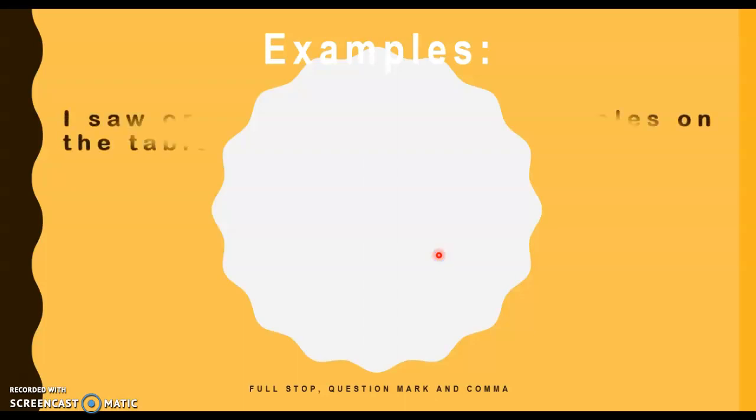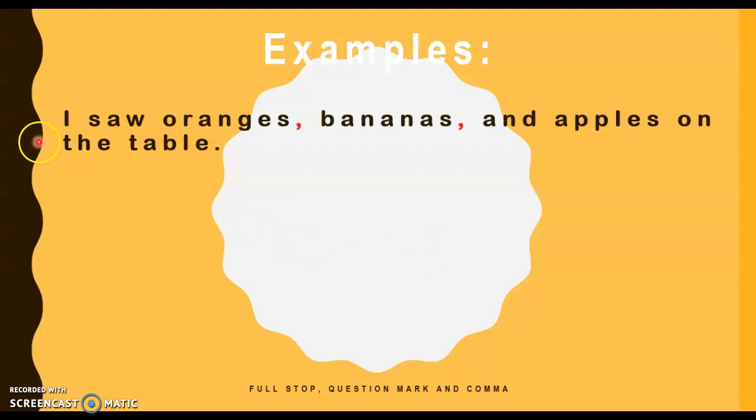Now let's look at this. I saw oranges, bananas, and apples on the table. Remember, we said that the comma is used to separate words, names, or even numbers. So oranges, bananas, and apples are names of fruits. So you can see how the comma is introduced.